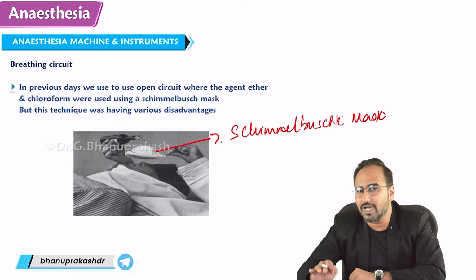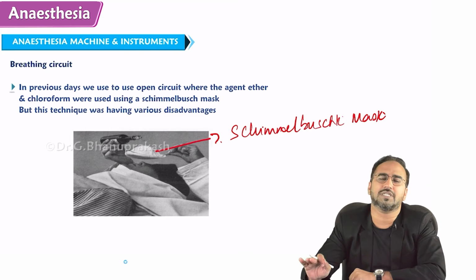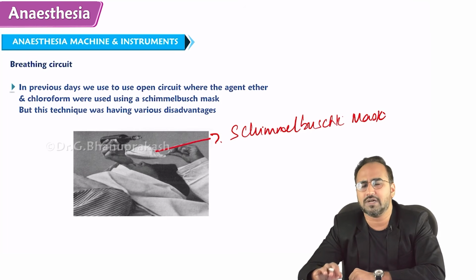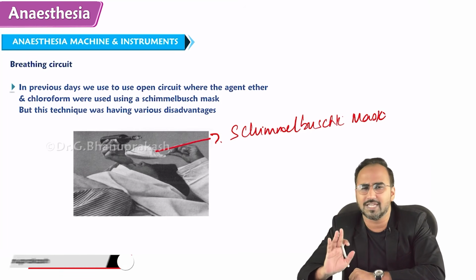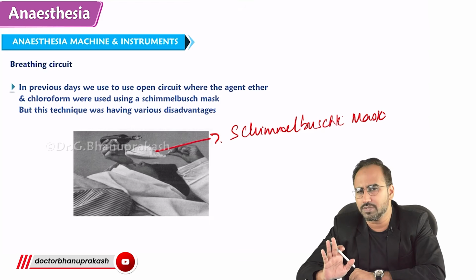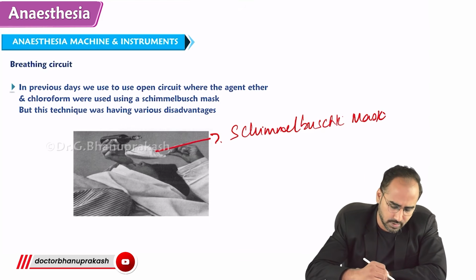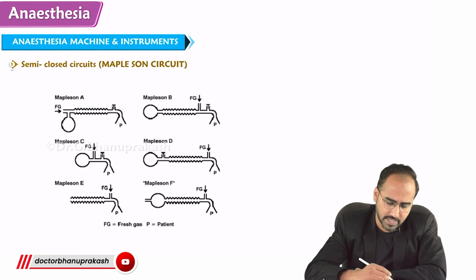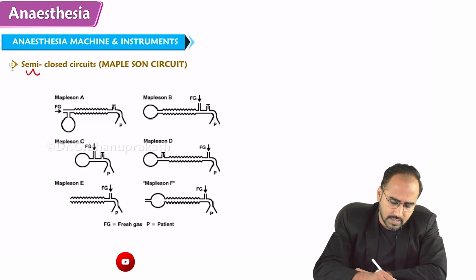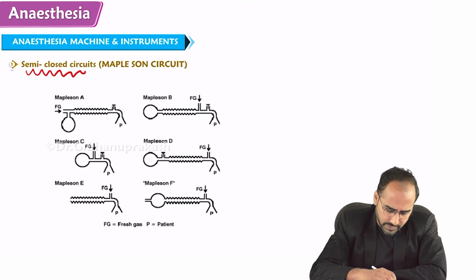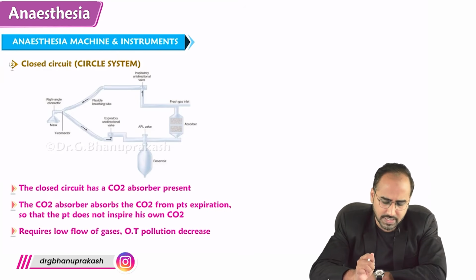The open method is not done. Why? Because the surgeon was becoming drowsy, the anesthetist was becoming drowsy. Basically, it was causing operation theatre pollution. Hence, it is not used. Nowadays, we are going for semi-closed and closed breathing circuits, right?